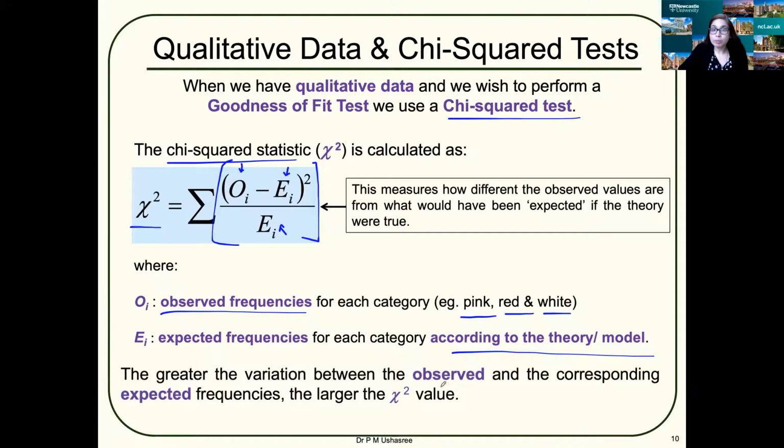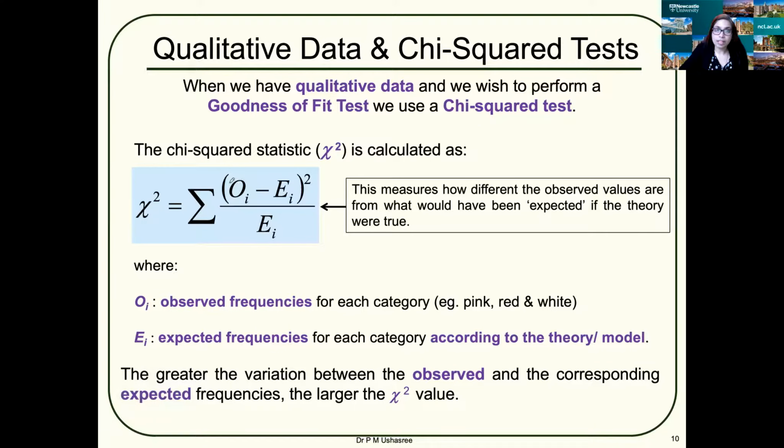The greater the difference between the observed and the corresponding expected frequency, the larger the chi-square value, isn't it? For example, if O is equal to E, the observed frequency equal to the expected frequency, chi-square will become 0, which is not going to happen in real life. But as they get closer and closer, the difference gets smaller and smaller, and chi-square will become smaller and smaller. Similarly, the greater the variation, the larger the difference, and the chi-square value is large.